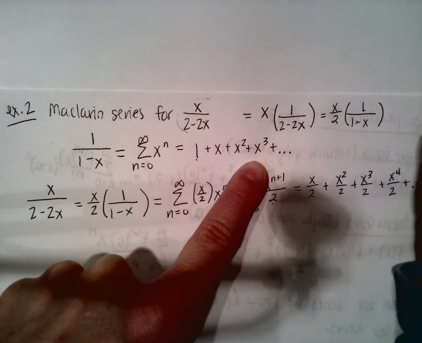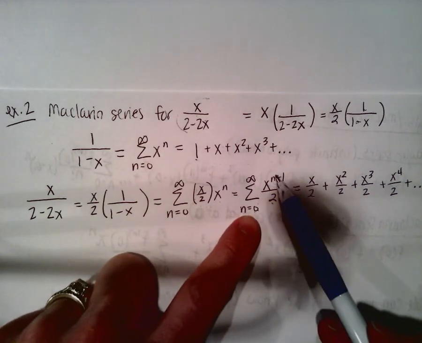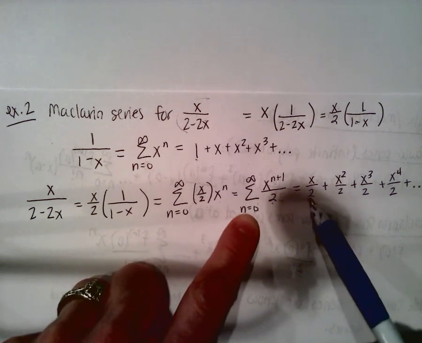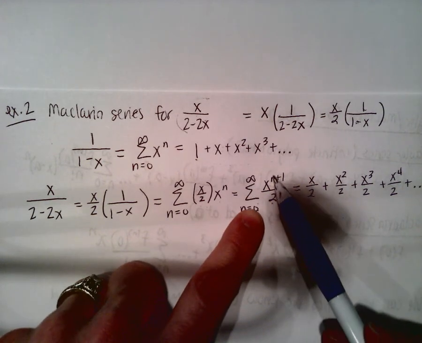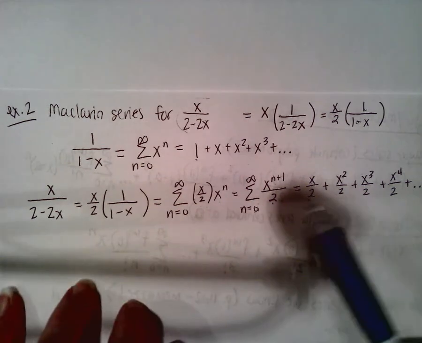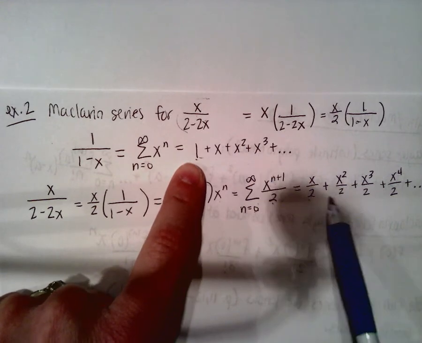Do you see that? Which is the same thing you would get if you plugged in a 0 for n: you get x to the 1st over 2. Yay! If you plugged in a 1 for n, you would get x squared over 2. Yay! So either you can plug in the numbers to expand it, or you can manipulate the original to expand it out.